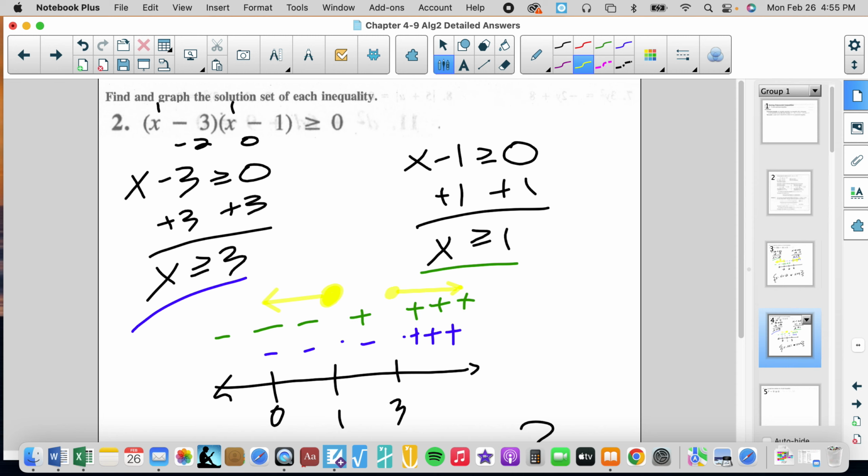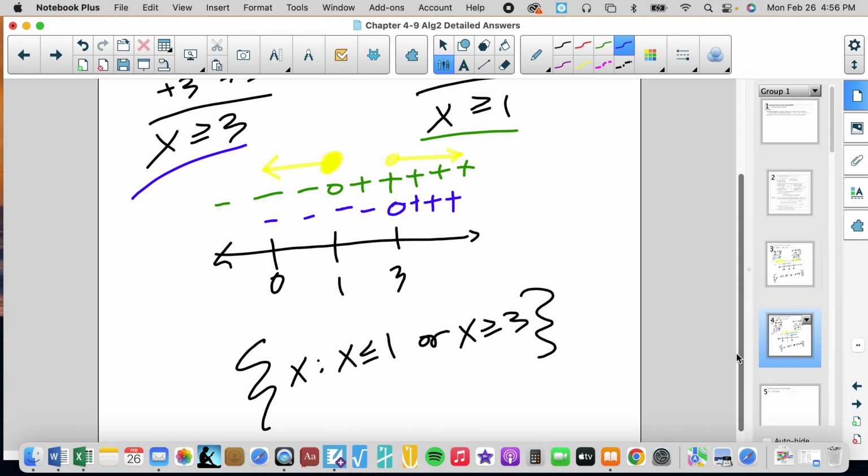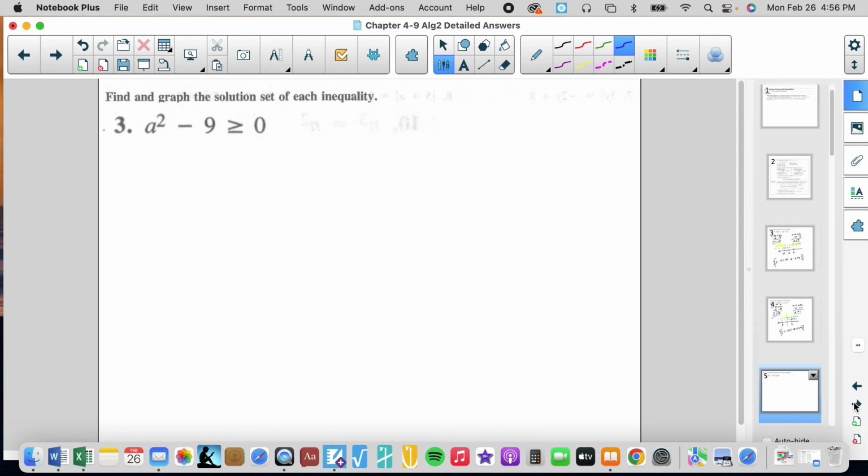Sorry, green is blue. Green is white. So we're going to have 0 here in positives. We're going to have 0 here in negatives going to the left. And we just need to understand that 0 we'll set it equal to. Got it. All right, we'll see.